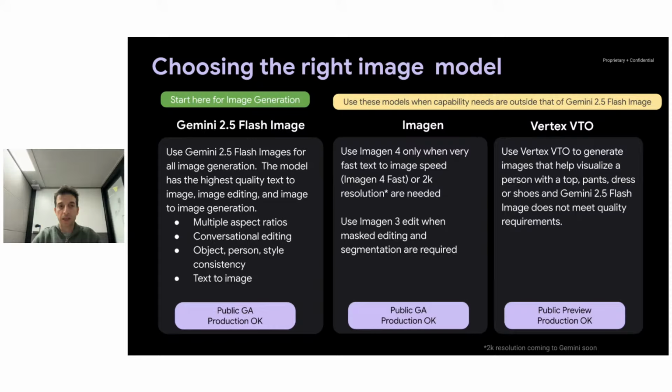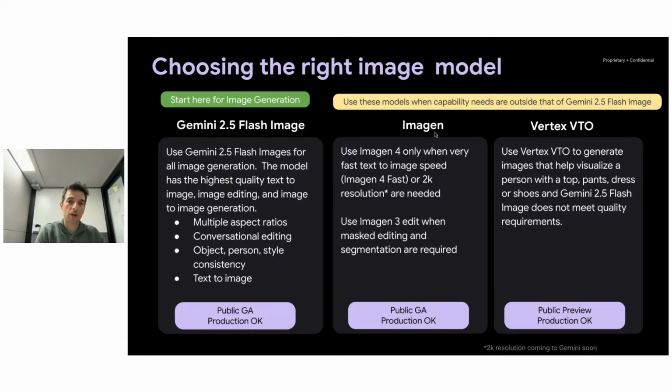Just getting a bit technical here. You've heard of Imagen, you've heard of Nano Banana. What are the differences? At a very high level, we recommend using Nano Banana, also known as Gemini 2.5 Flash Image, as your main image model, both for image creation and image editing.